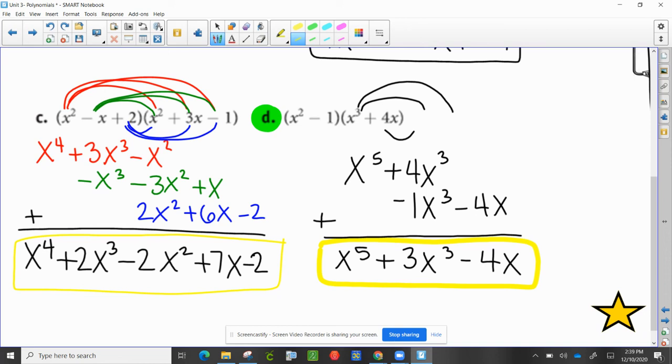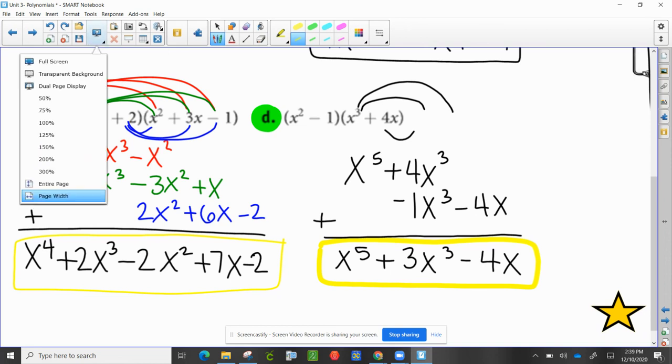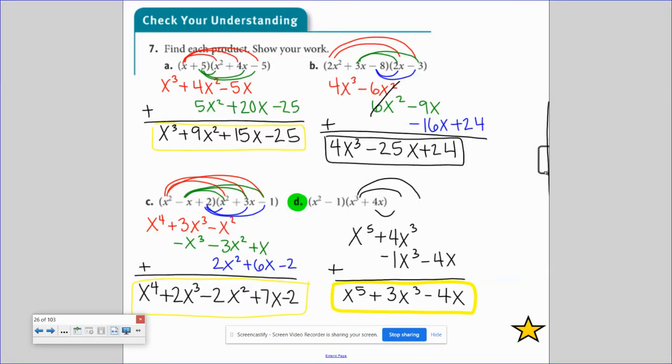Okay. So when we're multiplying polynomials, all you're doing is distributing. So just be really careful. Just go slow with it. Watch your powers. When you multiply exponents, you add the powers together.